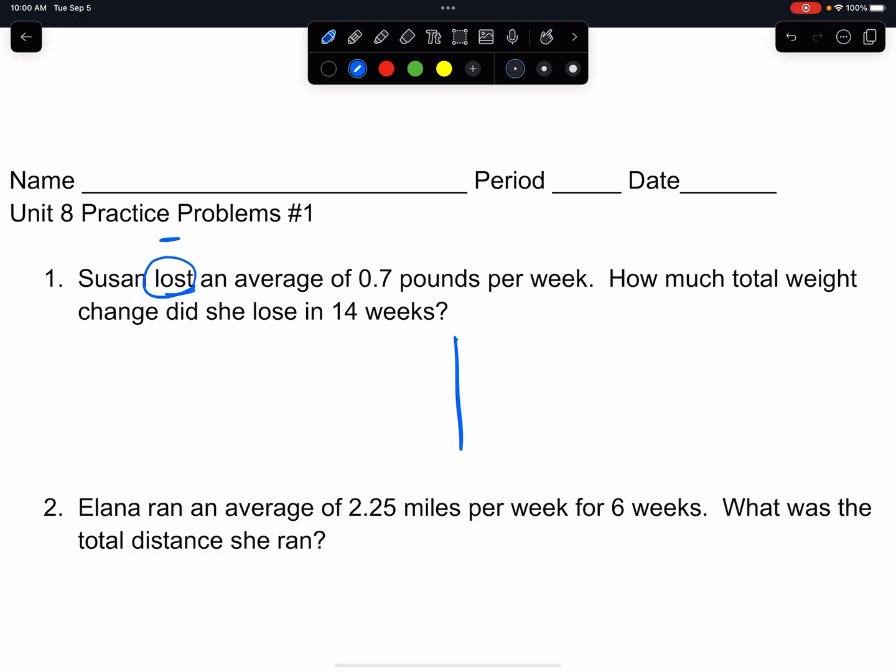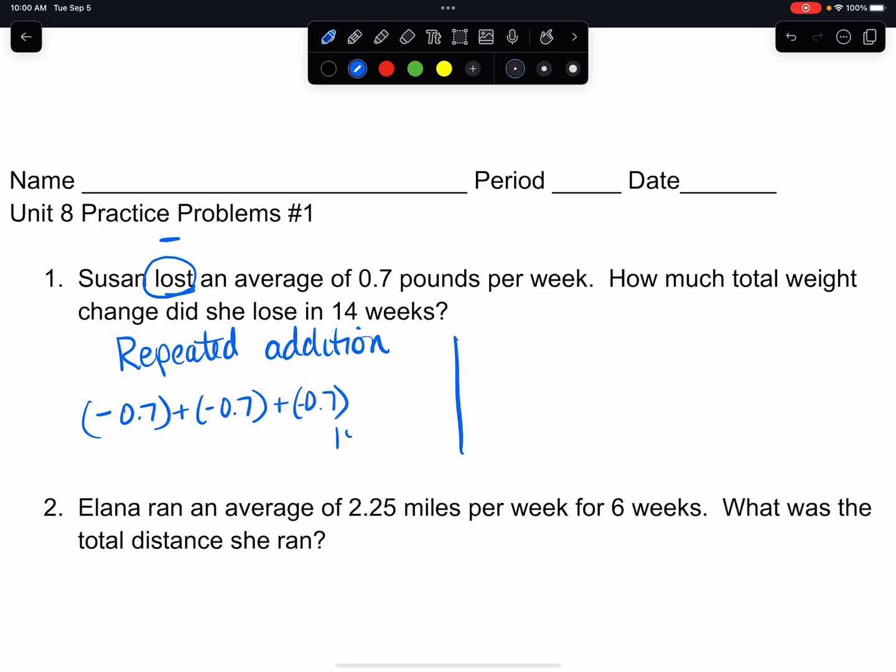So there's two ways to do this. You can do repeated addition, where you do negative 0.7 plus negative 0.7 plus, I think you're getting the picture. You could do that 14 times. Or you can do negative 0.7 times 14. I'm going to go with the second way, which is multiplication.